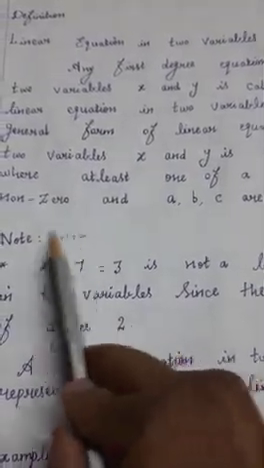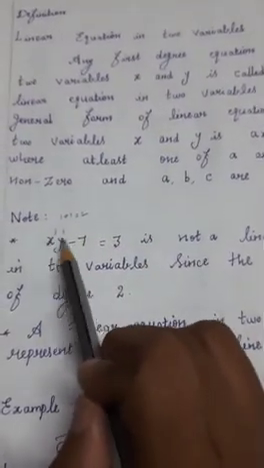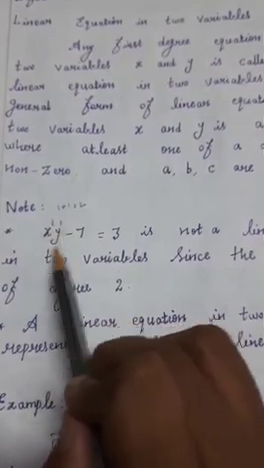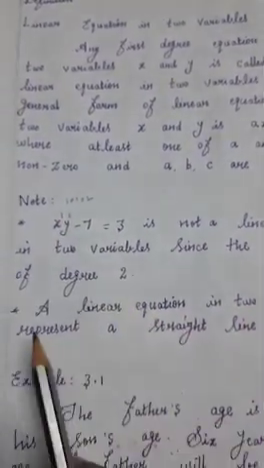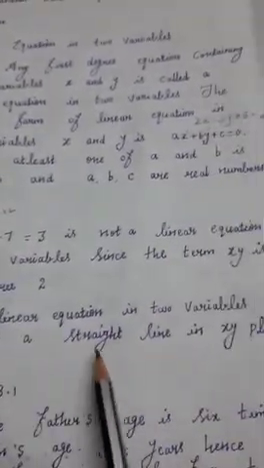If the degree of the given equation is 1 only, you can say it is a linear equation. Here, in one term you have both x and y variables, so the degree is 2, so this is not a linear equation. After that, the second note: a linear equation in two variables represents a straight line.